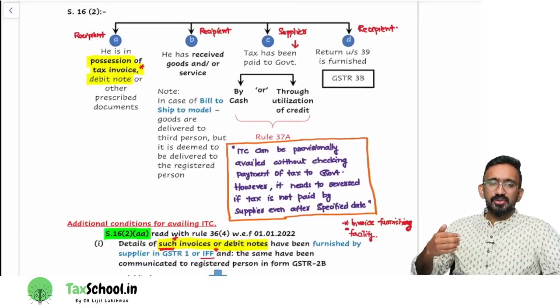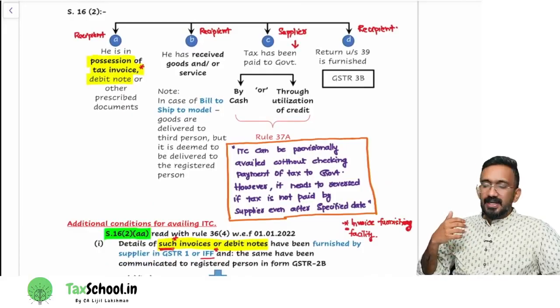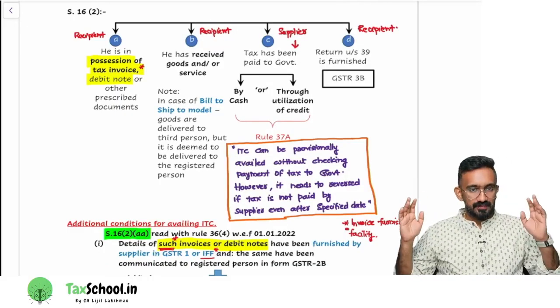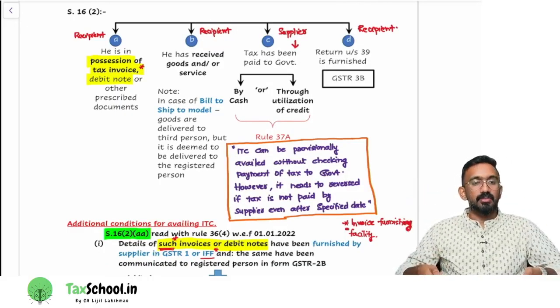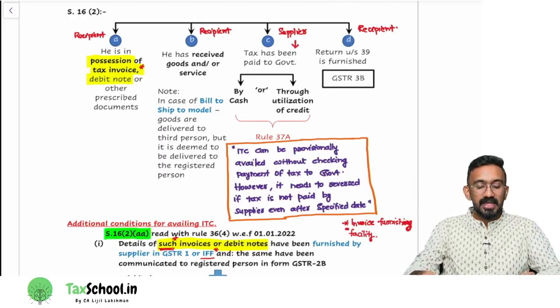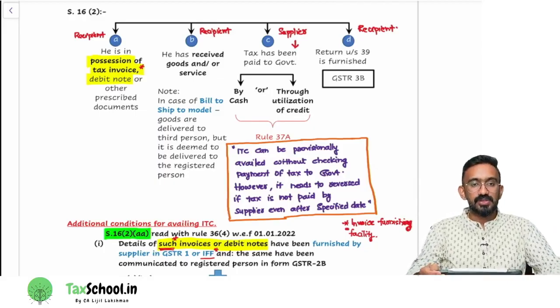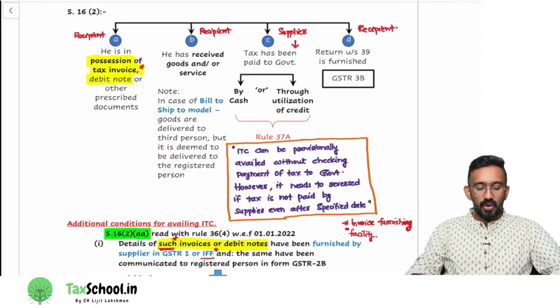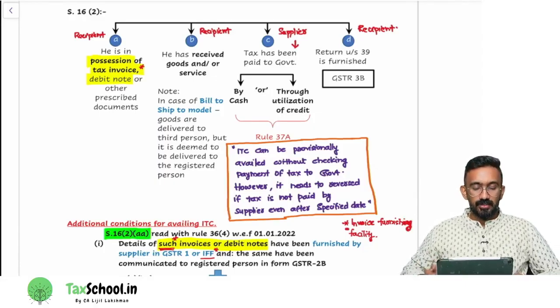Your understanding should be that you can take ITC on your inward supply only if you satisfy these conditions. What are the conditions that you have? Condition number 1 says you should be in possession of a tax invoice, debit note, or other prescribed document.